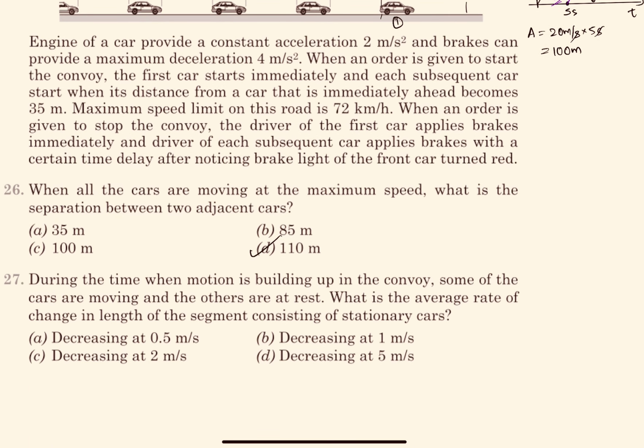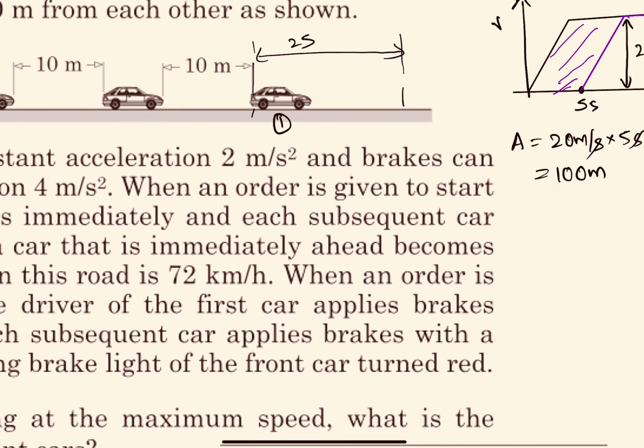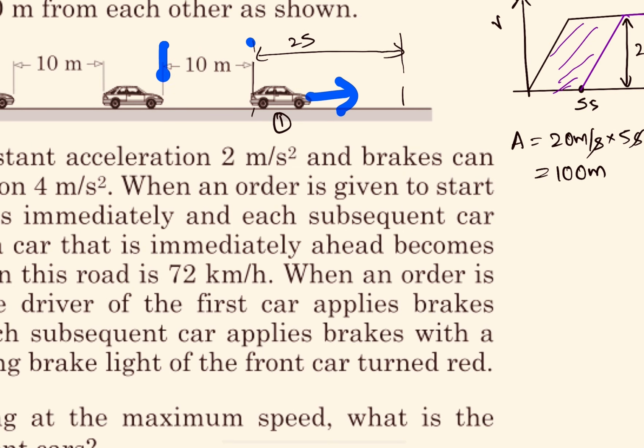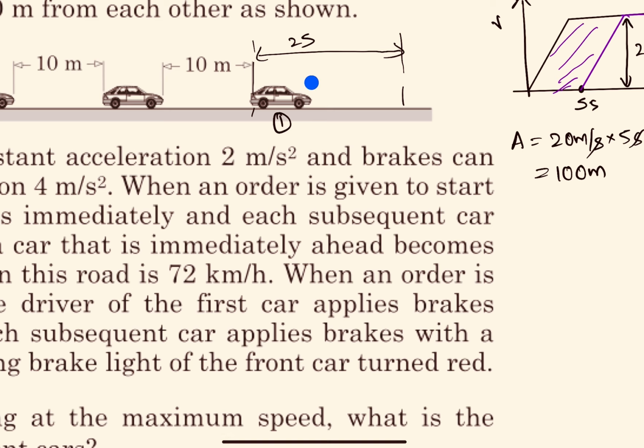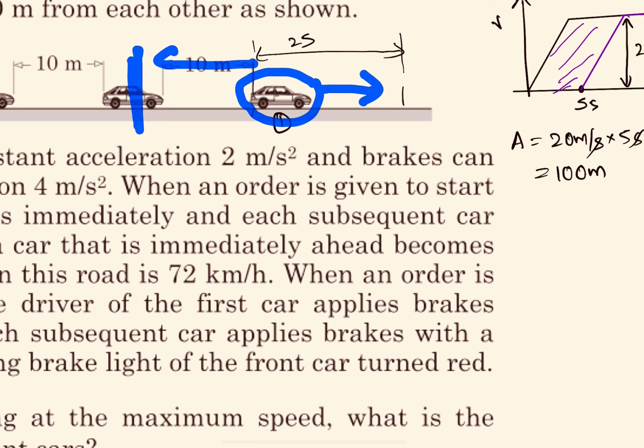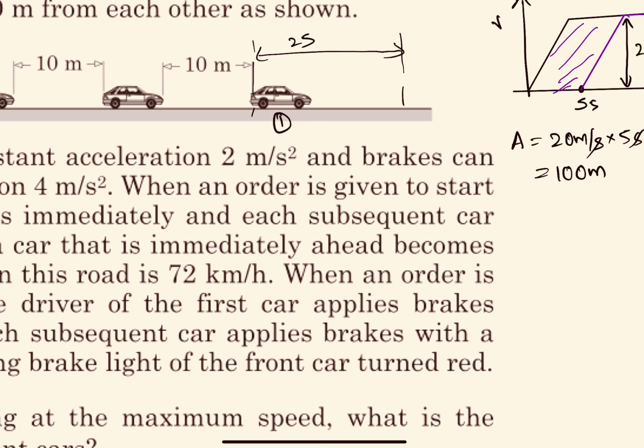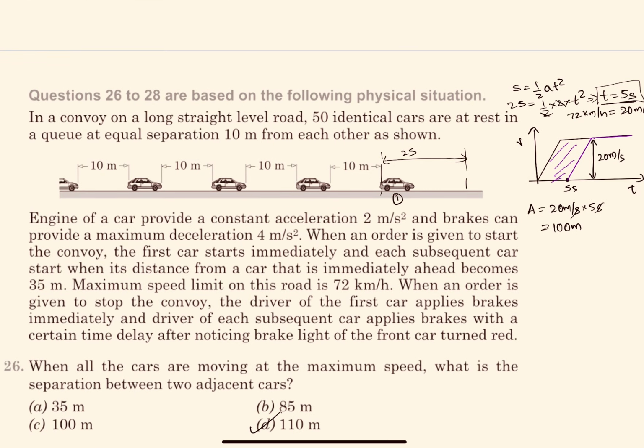Okay. Next question. During the time when the motion is building up in the convoy, some of the cars are moving and the others are at rest. What is the average rate of change in length of the segment consisting of stationary cars? So let's understand it like this, that when this car moved, the length decreased suddenly by 10 meter. Then when the next car moved, then again it decreased by 10 meter. So with the beginning of the movement of some car, the length of the stationary convoy reduces stepwise by 10 meter, and this happens after every 5 seconds, right?